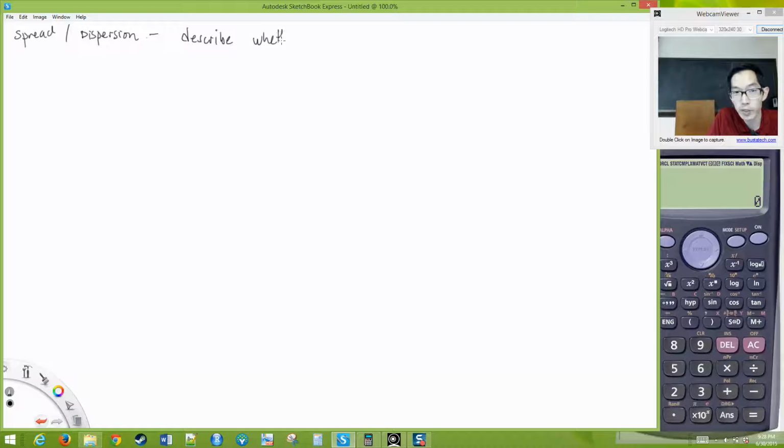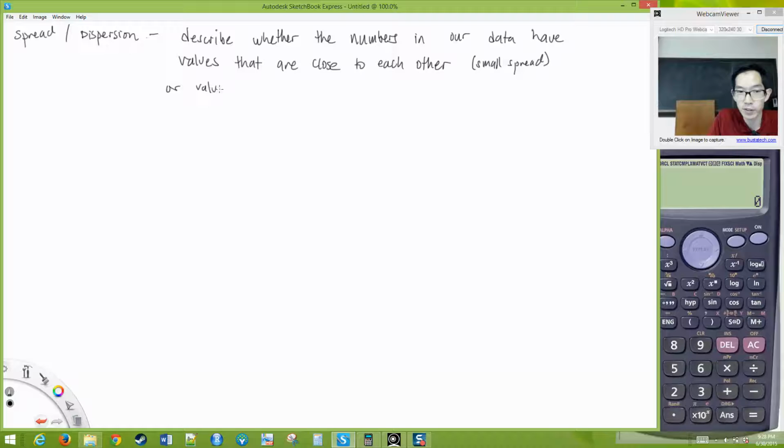whether the numbers in our data set have values that are close to each other, okay, that would be small spread, or have values that are significantly different.